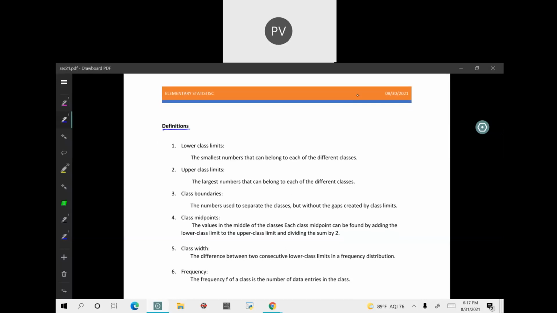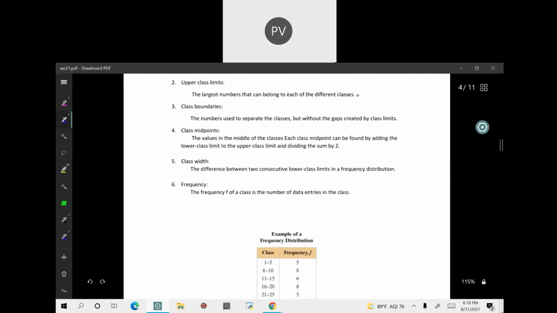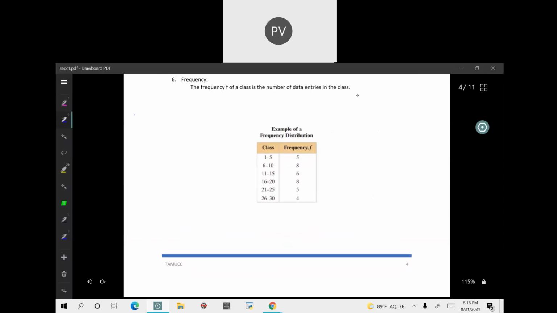Lower class limits. The smallest number that can belong to each of the different classes is called lower class limit. So let me explain all these terms with an example. So here you have a frequency distribution table. This column is called class, and this is frequency. What is a frequency? It is the number of data entries in the class. Each of these numbers is called a frequency. Now this whole thing is called the frequency distribution table.